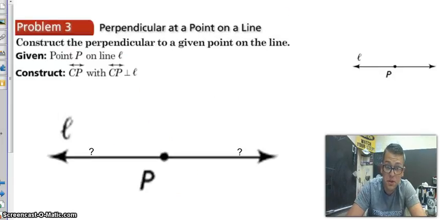Alright, so now in problem 3 we're going to construct a line perpendicular to a given line through a given point. So the first thing we need to do is set up some reference points. Our reference points are going to be two locations, one out to the left and one out to the right of P, that both need to be equidistant from P, because when we talk about perpendicular relationships it all comes back to right triangles.